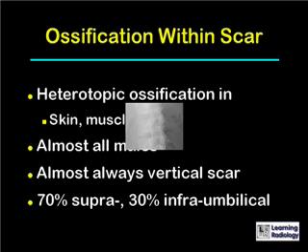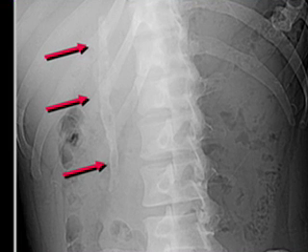And this is an example of a right posterior oblique view of the abdomen in a male who has a linear ossification. You can see that there is a cortex that surrounds this density, which indicates that it is bone, and this is ossification within a surgical scar.